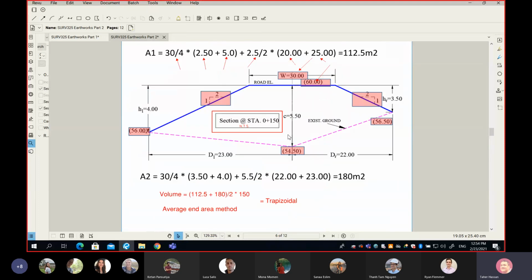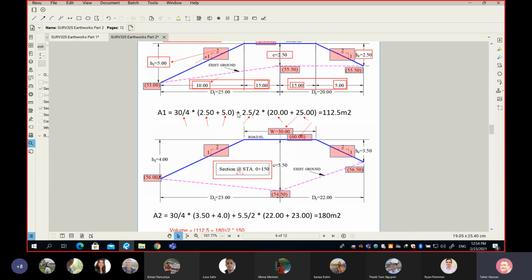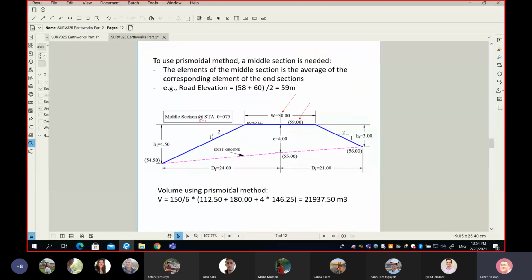Now, let's look at, for example, DL. When you look at DL here, it's 25 meter. And then at 150, the DL became 23. Anybody tell me what will be the DL on the middle section? 24. Thank you so much. Look at this, please. So you can see here is your DL on the middle section. You can keep doing the average.